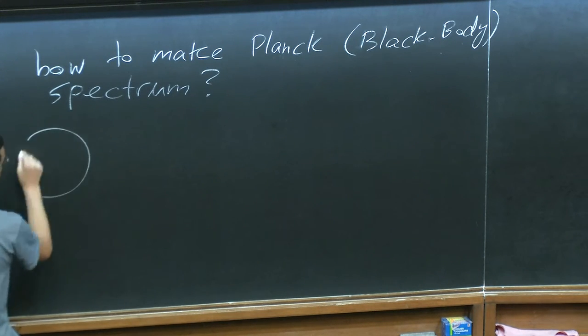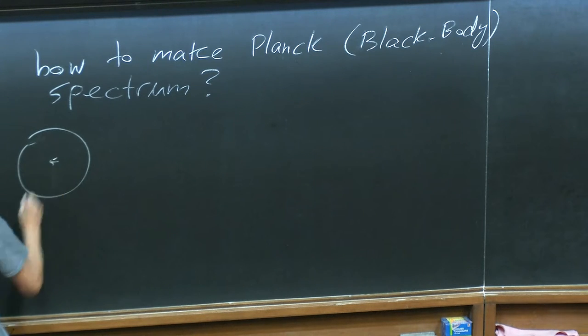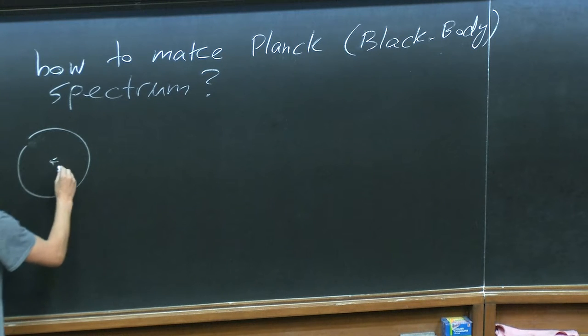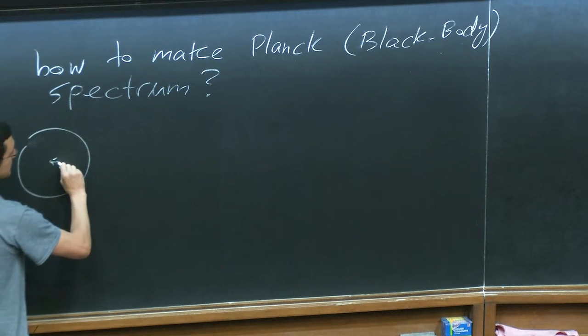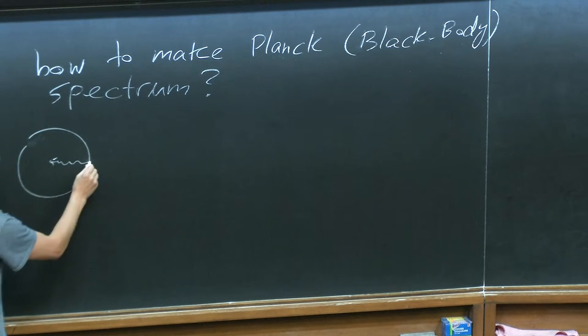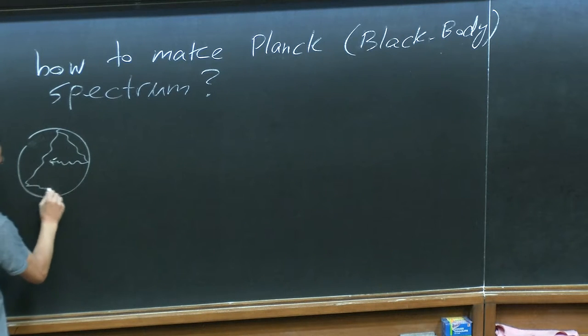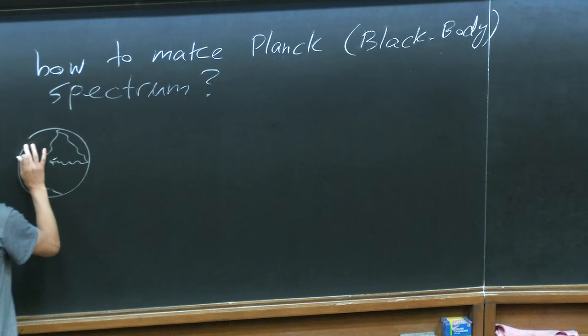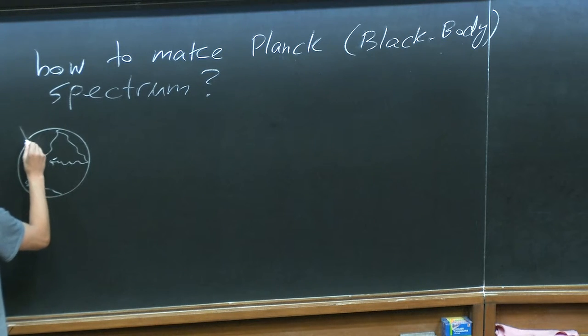Well, you take this cavity, and you put a light source somewhere in between, and you make it opaque to light, or reflective inside, so that photons that are emitted from the source are scattered many, many times from the walls of this cavity, okay? And you can put a little hole in there so that eventually radiation can escape.